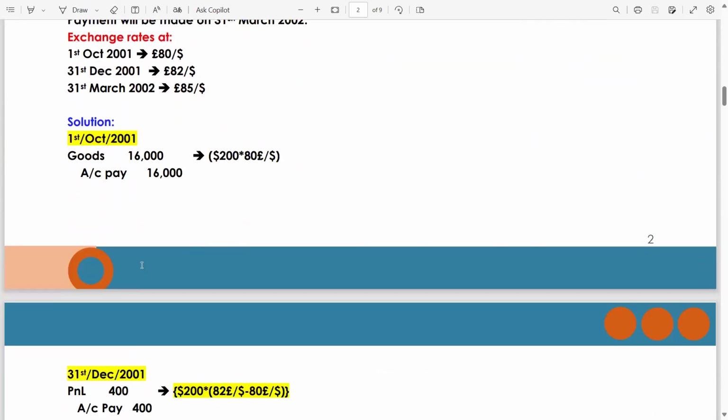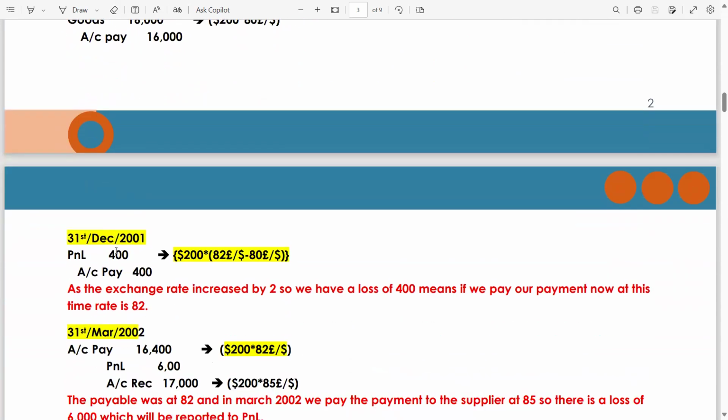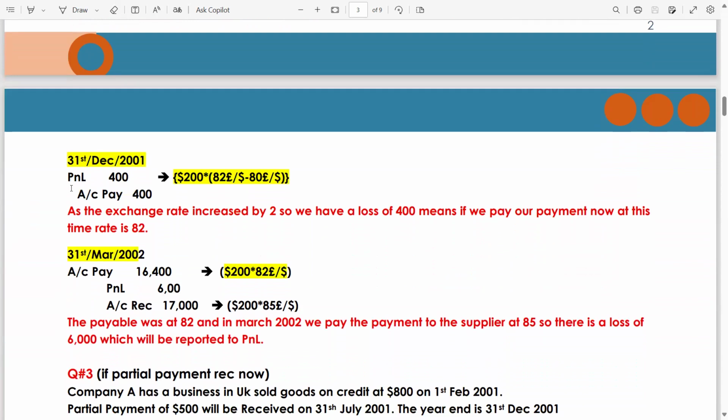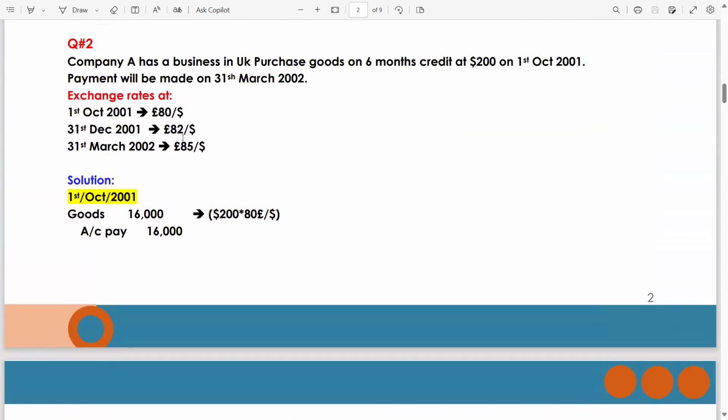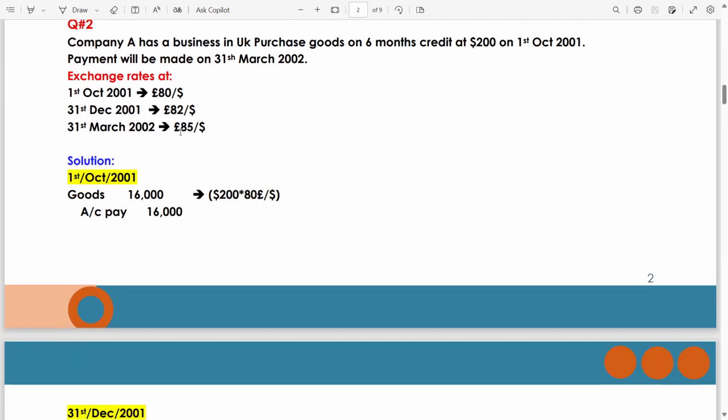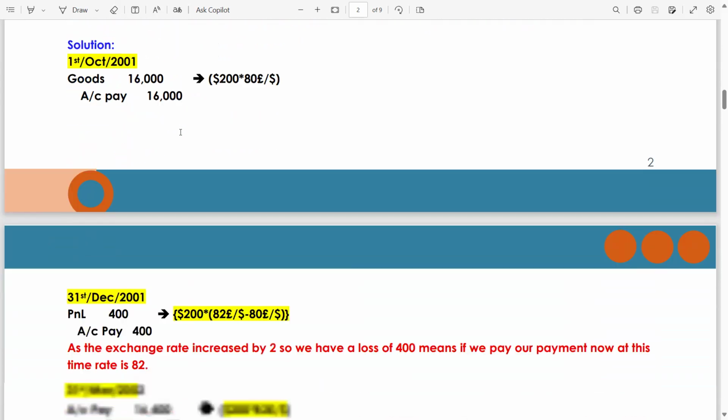Okay. So at 31st December 2001, if you can see, the exchange rate is increasing, and this is the case of purchase, means we are going to make the payment. What if we pay at 1st October? So we will pay at 80. But if we pay at 31st December, the exchange rate is 82. So there is an increase of 2. So now we have to pay £2 extra.